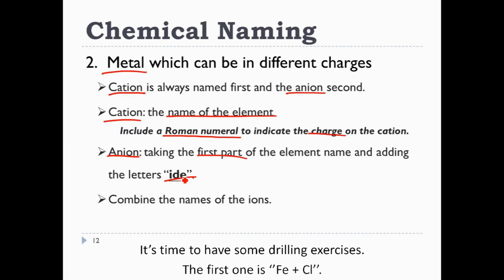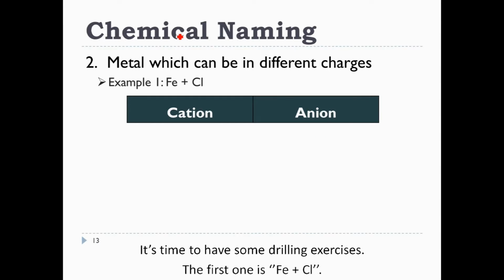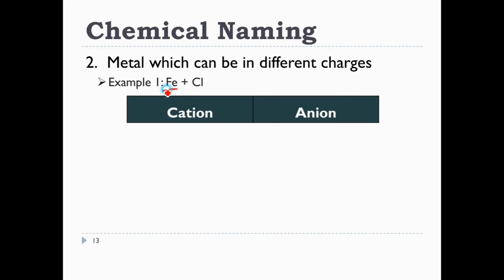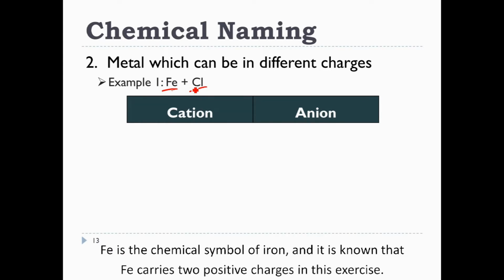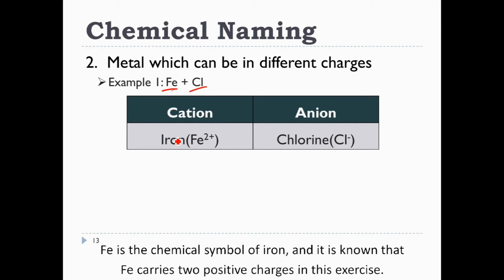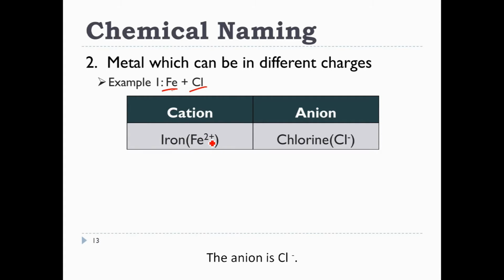It is time to have some drilling exercises. The first one is Fe plus Cl. Fe is the chemical symbol of iron, and it is known that Fe carries two positive charges in this exercise. The anion is Cl-.